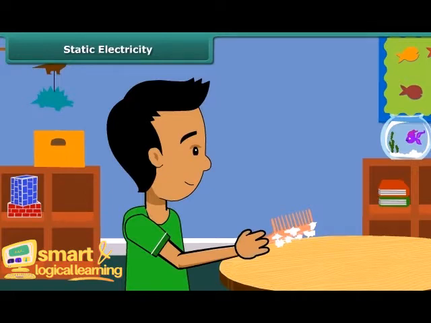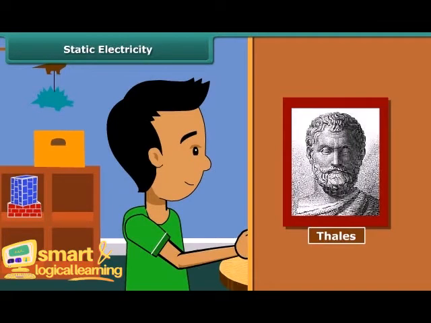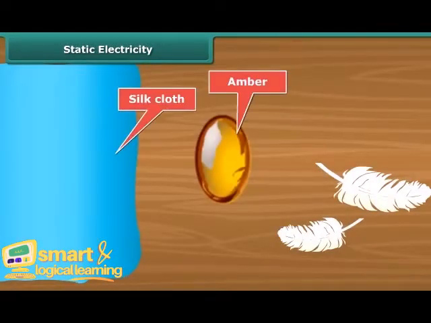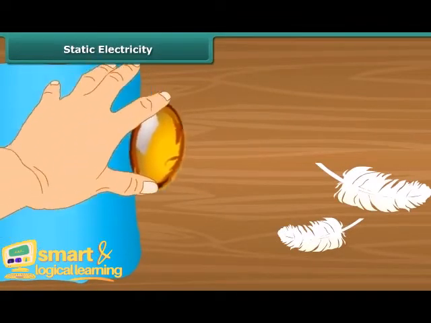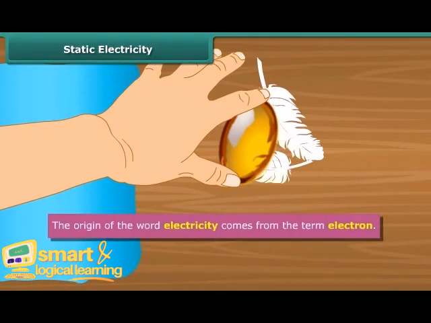This was first noticed by a Greek man named Thales over 2,500 years ago. Thales found that amber attracted tiny feathers after it was rubbed with silk cloth. This was due to static electricity. The origin of the word electricity comes from the term electron.